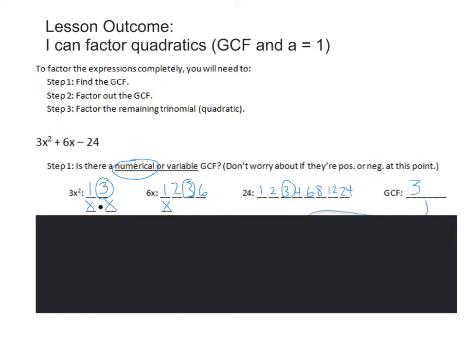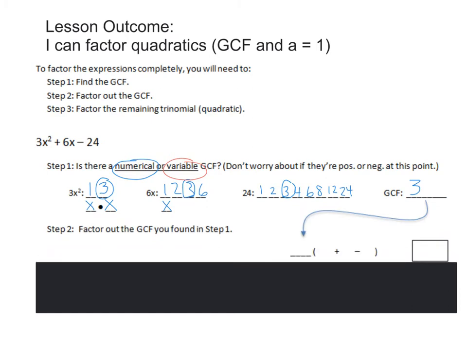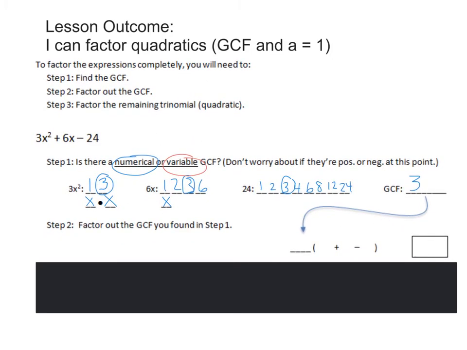right here. Then we look to see if every single term has an x, or a variable. And in this case, there are 2 x's in the first term, there's 1 x in the second term, but there are no x's in the third term. So we will not put an x in our GCF. So that means after this, what we're going to do is we are going to factor out that GCF. We are going to factor out the GCF we found in step 1.